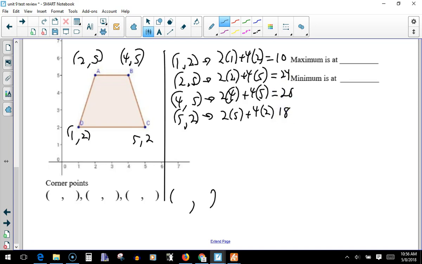So my max is right here. My min is right here. So my maximum came from the point 4, 5. And my minimum came from the point 1, 2. And I've got to write my corner points down here. 1, 2, 2, 5, 4, 5, and 5, 2.